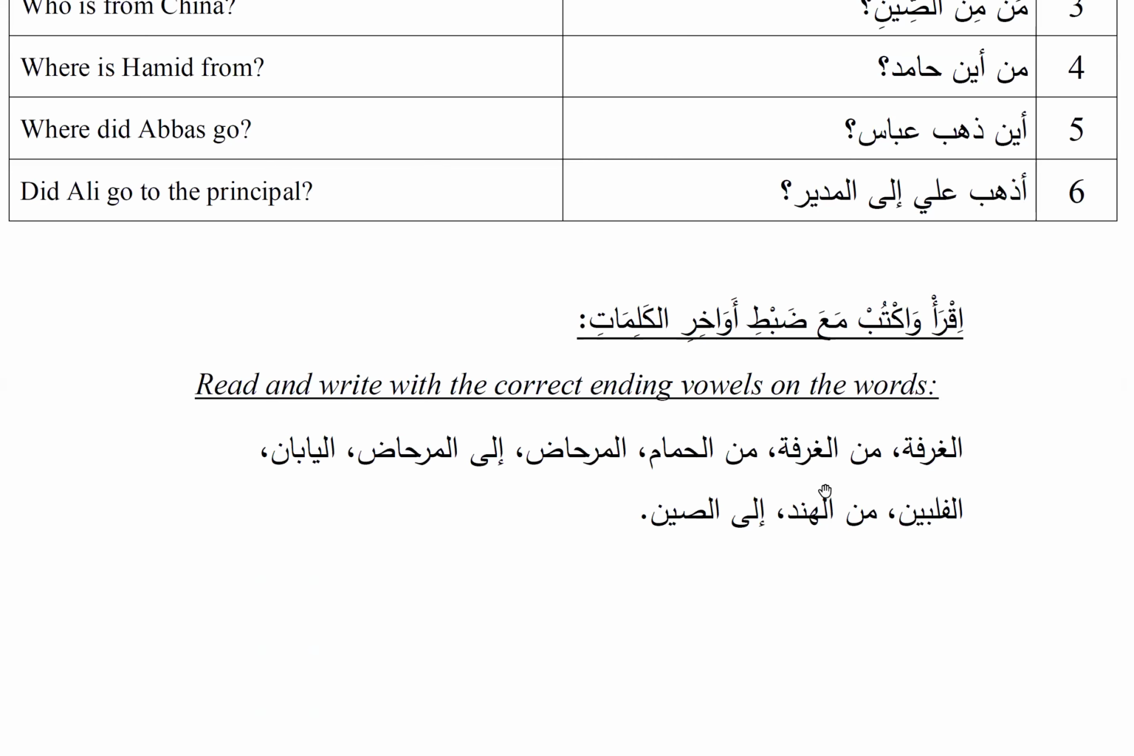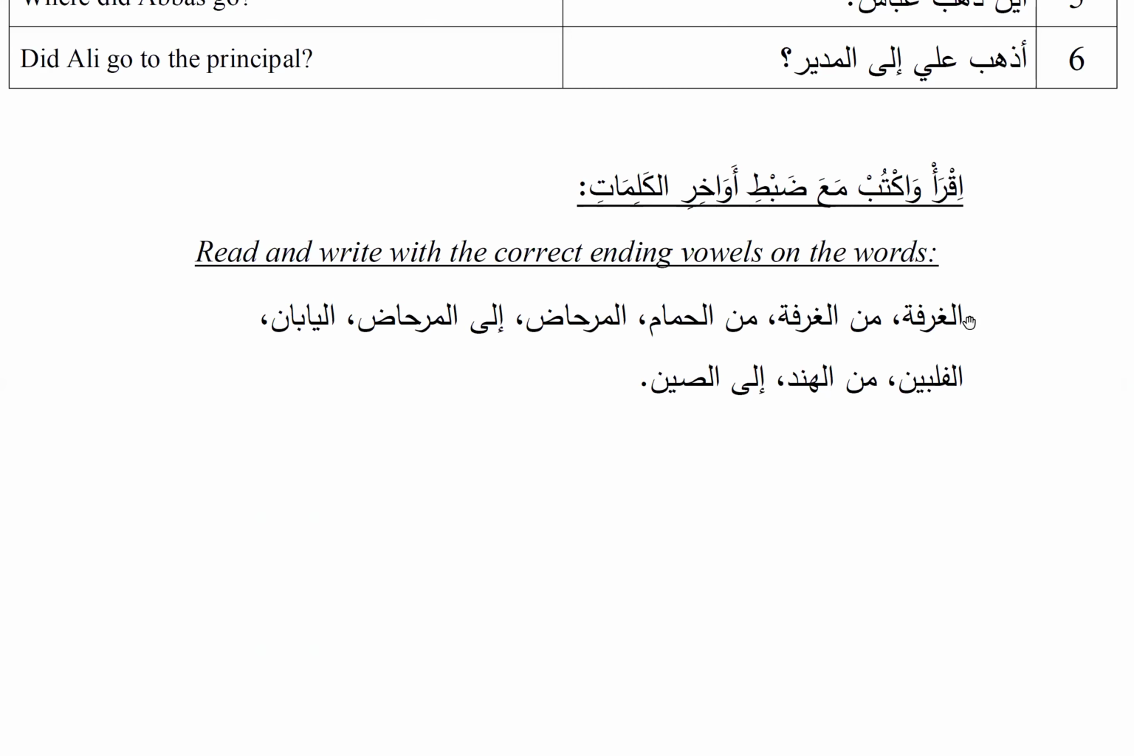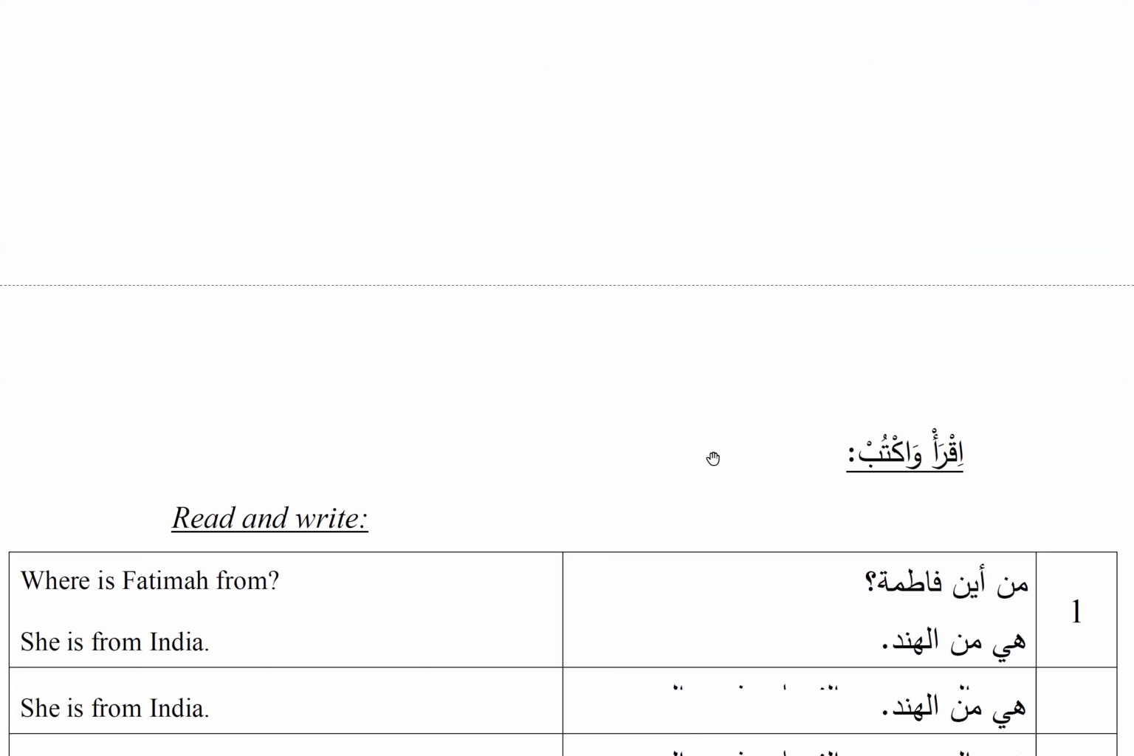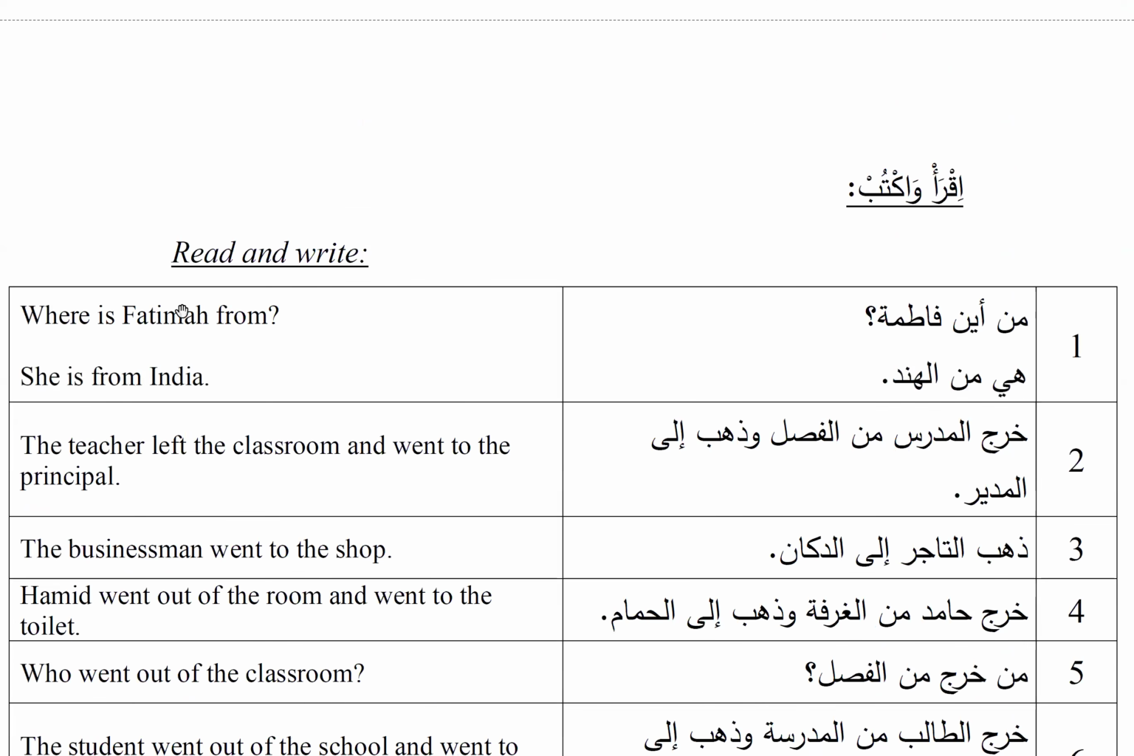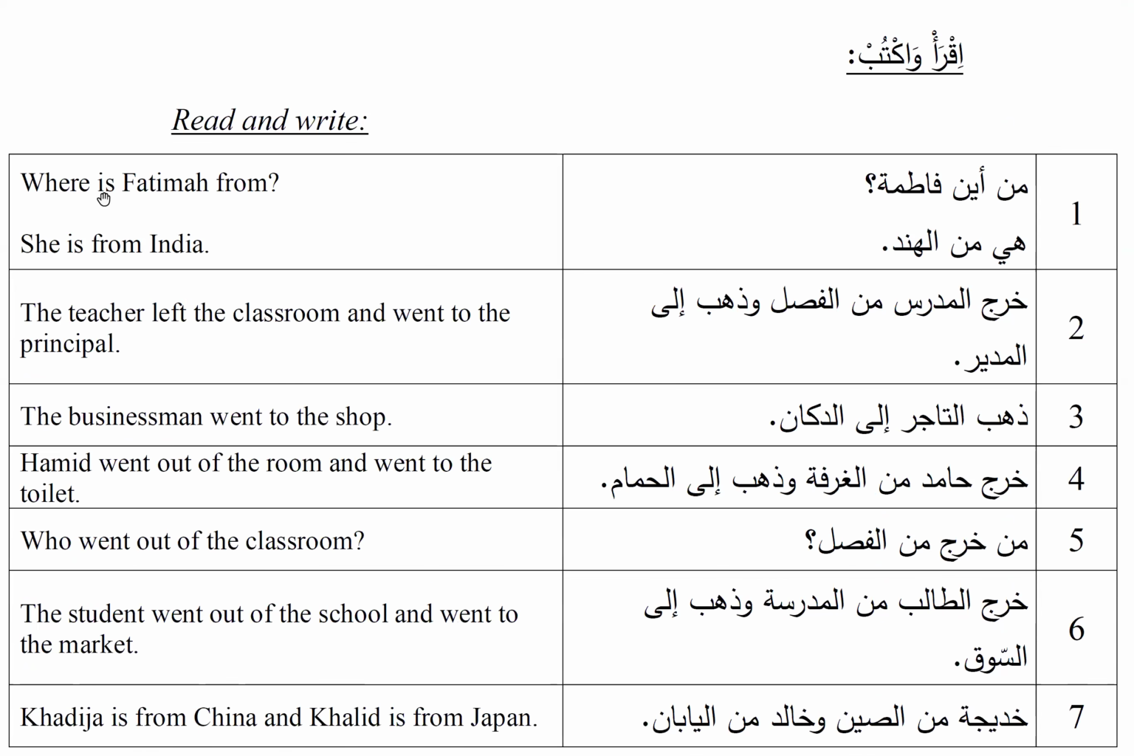Now this is to read the words with the correct ending. So as we said before, anything with the prepositions before it gets kasra, if not dhamma. So this has no prepositions. Al-ghurfatu. Min comes min al-ghurfati. Min al-hammami. Al-mirhadu. Ila al-mirhadi. Al-yabanu. Al-filibinu. Min al-hindi. Ila al-sini. So when prepositions come, we put the kasra. Now let's do another exercise. So let's read the English first and then the Arabic. Where is Fatima from? Min aina Fatimatu. Is Fatima female? Fatimatu. She is from India. Hiya min al-Hindi.